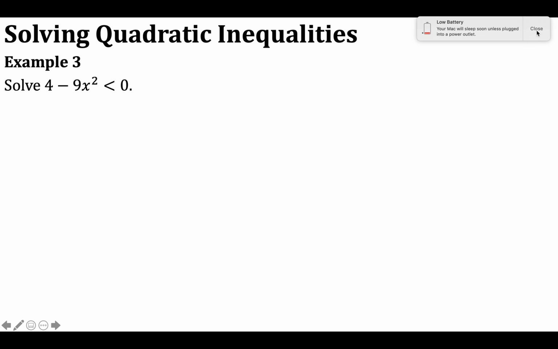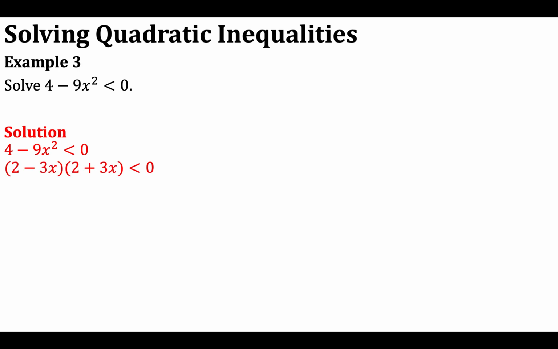And example 3, folks. Solve 4 minus 9x squared less than 0. Now hopefully you've noticed this time for our factorising that we have a difference of 2 squares. So we have (2 - 3x)(2 + 3x) less than 0. And if we get our roots from here, solving here will give us x equals 2/3, and negative 2/3 from this one.